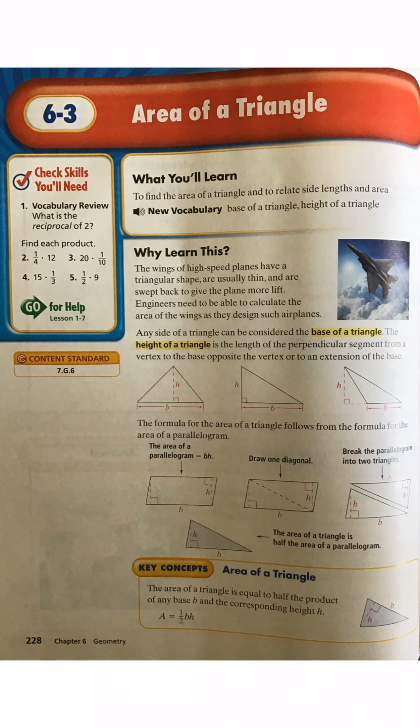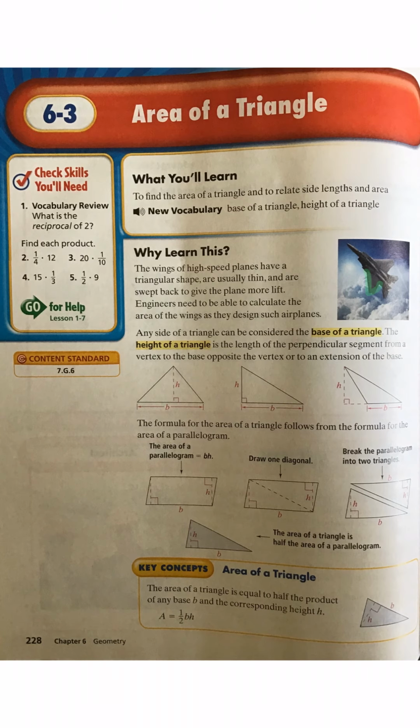So, as a real-life example, the wings of high-speed planes have a triangular shape, are usually thin, and are swept back to give the plane more lift. Engineers need to be able to calculate the area of the wings as they design such airplanes.